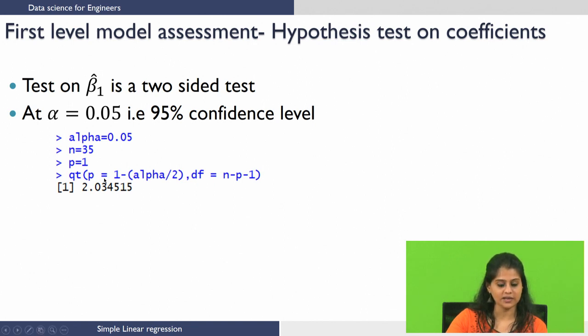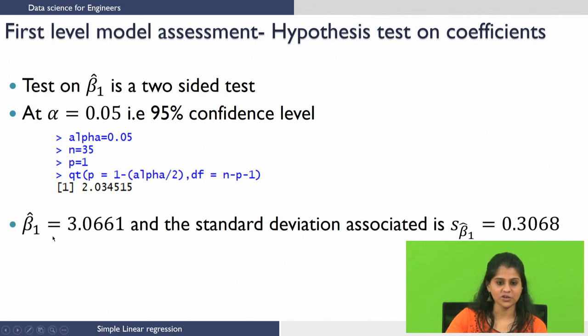Now, I give p equal to 1 minus alpha by 2, since it is a two-sided test, and the number of degrees of freedom is given as n minus p minus 1. This command is inbuilt in R, you just need to give the inputs. So, you need to supply p and degrees of freedom. After having done this, we get the quantile to be equal to 2.03. So, this is the critical value. We are going to use this to compute the confidence interval.